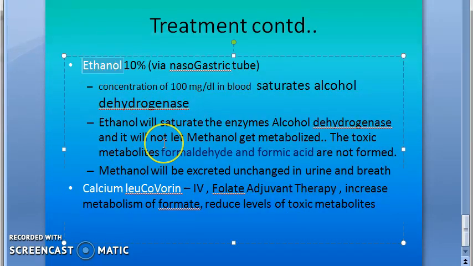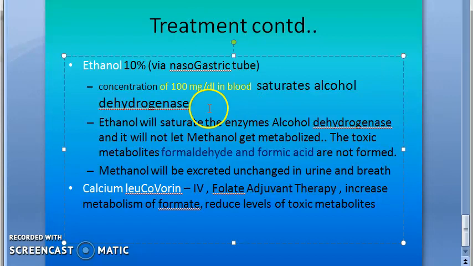Ethanol. Ethanol is nothing but ethyl alcohol. It is present in normal alcohol, liquor, right? And this has to be given 10% via nasogastric tube. The concentration should be 100 mg per deciliter in the blood. At this concentration, it will saturate all the alcohol dehydrogenase enzymes. So ethanol is preferred for this enzyme.